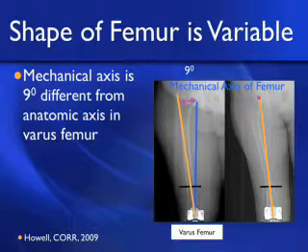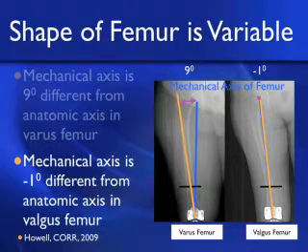in what we call a so-called varus femur, which is more common in the Asian or Pacific Rim population. And then in the valgus femur, it actually is 1 degree medial to it. So these wide differences in the shape of the bone can lead to malposition of our intramedullary and extramedullary guides.